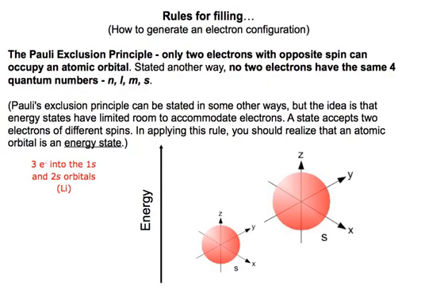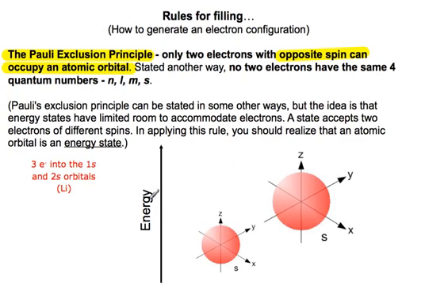The first general guideline or rule is stated as the Pauli exclusion principle, which says that only two electrons with opposite spin can occupy the same atomic orbital. Now, we saw this previously, as no two electrons can have the same set of 4 quantum numbers. So this is just a different way of saying the same thing. Let's see how this works.